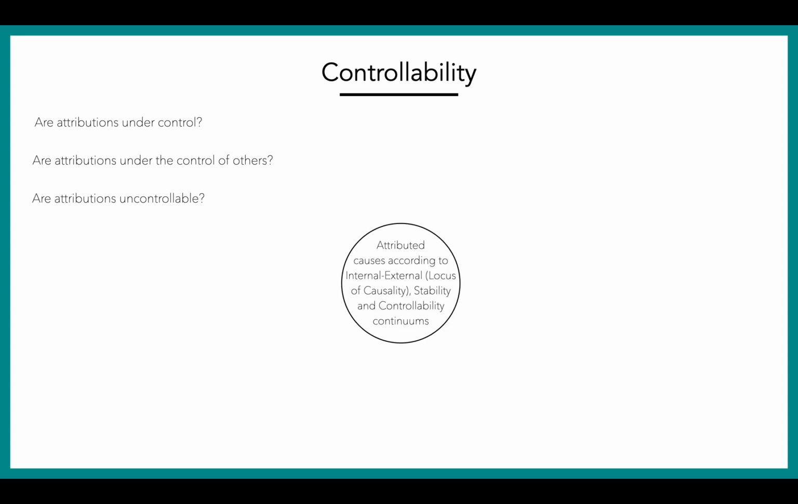So then, in response to this, Weiner added in controllability. Are attributions under your control? Are they under someone else's control? Or are they completely uncontrollable? So you can see already, if you can make the links between internal and external, what we're going to get here.